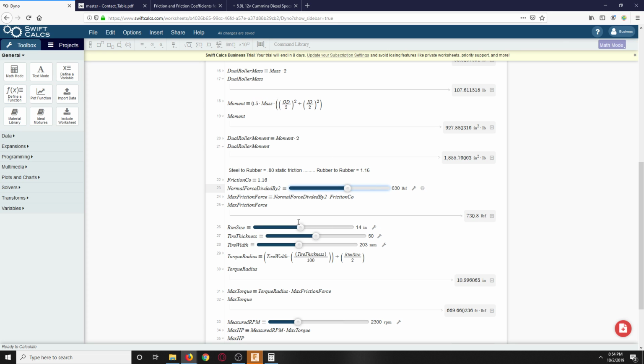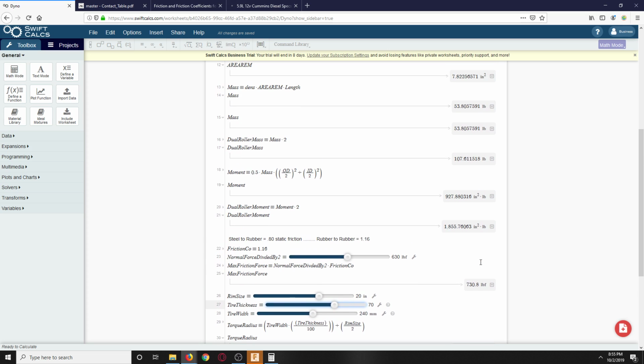So we see we have max friction force 730, and obviously the tires are bigger. The rim size, I'm going to have to look at it, but it's quite a bit bigger, maybe 20-inch rims. So obviously tire thickness is way bigger too. Tire width is also like 240 or something, and these are like 70s or something, 1,000 foot-pounds. So with the truck, he'll definitely be able to do that.